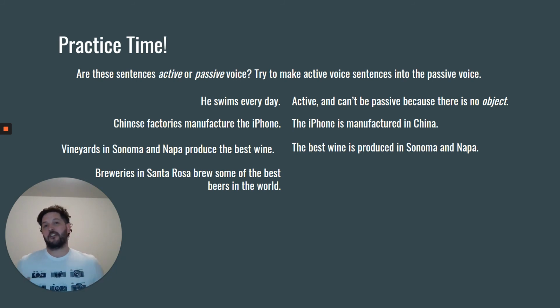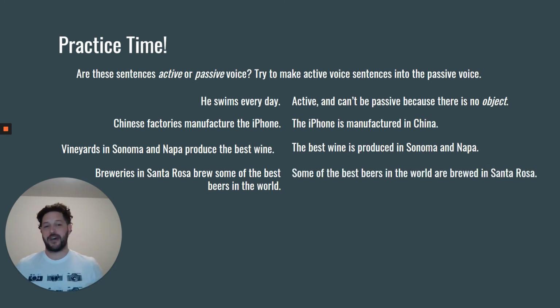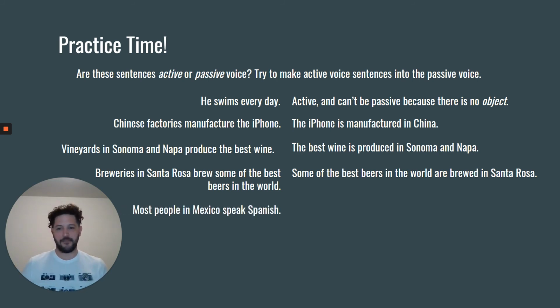So we've got a longer object here, but we're going to use all of it. We're going to say some of the best beers in the world are brewed in Santa Rosa. I hope you got that one. All right, here's an easier one. I'm going to make it a little shorter. Most people in Mexico speak Spanish. I think I'm pretty sure that's a general truth, but I'm sure many people speak a lot of other languages. Again, only an example. So most people in Mexico speak Spanish.